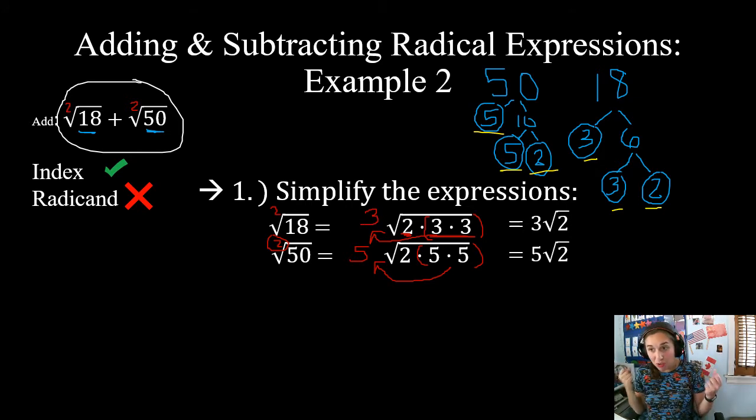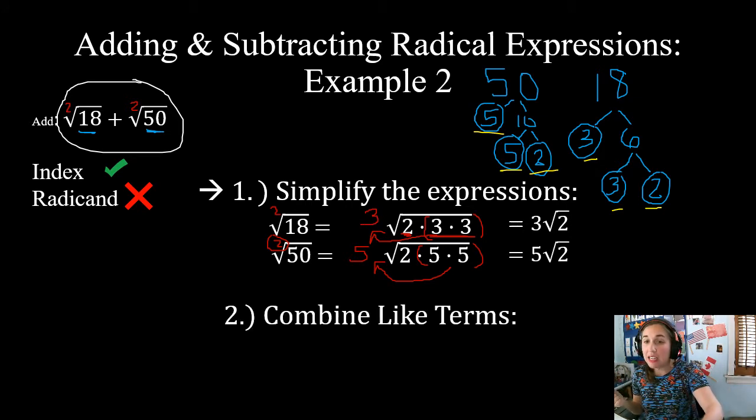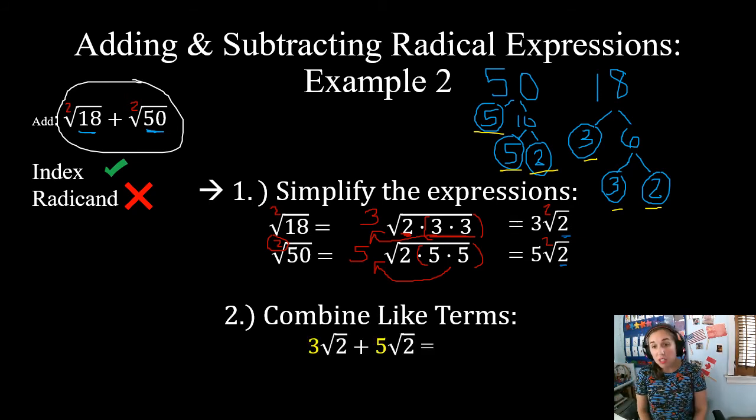So now, you guys, the beauty of doing that is I can now combine like terms because my index and my radicand are the same. My index is still that 2, but now my radicand is exactly the same for both expressions. I have 2 underneath the radical. So I have 3 square roots of 2 plus 5 square roots of 2. And much like when we did 3 oranges plus 2 oranges equals 5 oranges, now we have 3 square roots of 2 plus 5 square roots of 2 gives us 8 square roots of 2. And that is indeed the answer.